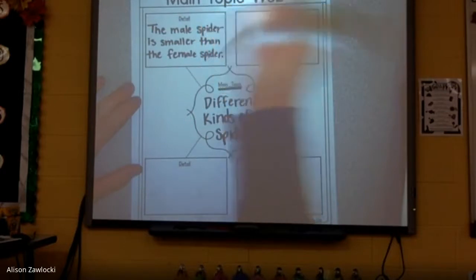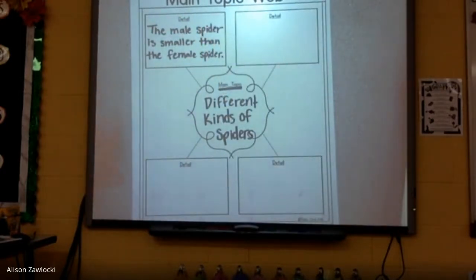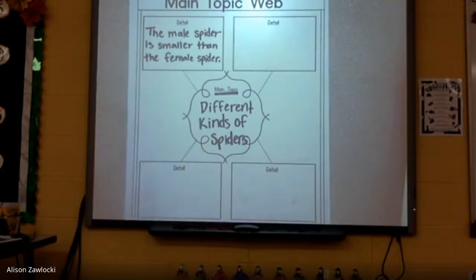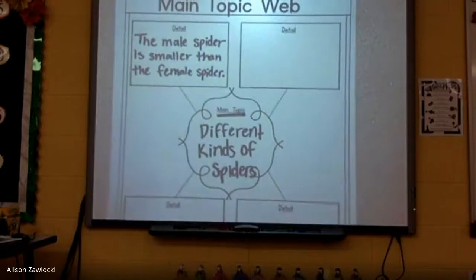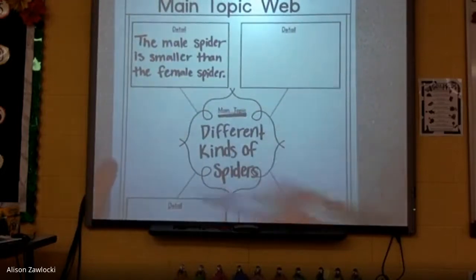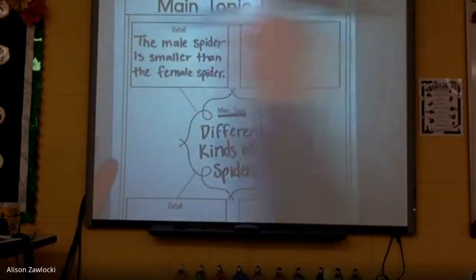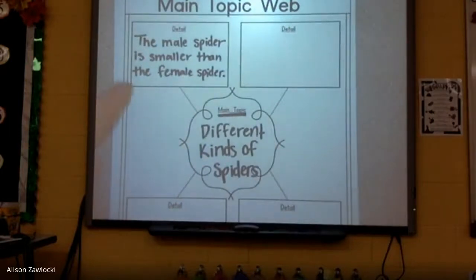So that tells me how a male spider is different from a female spider. So that supports our main topic, that there are different kinds of spiders. I'd like you to go ahead and write that on your paper. So you have your circle in the middle, and you'll have a line here, and you will have one detail right here.